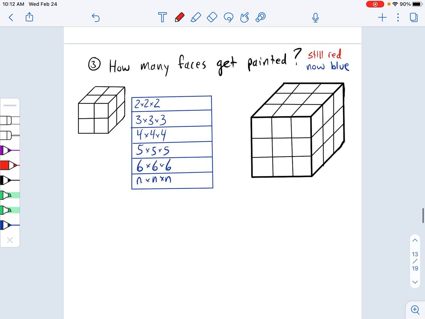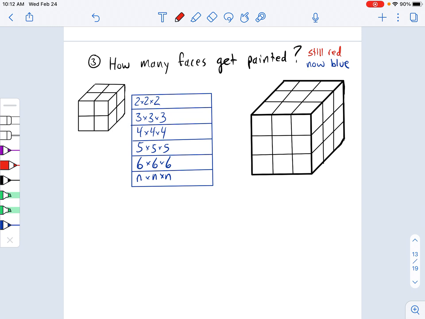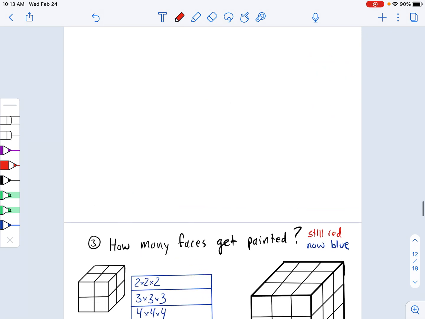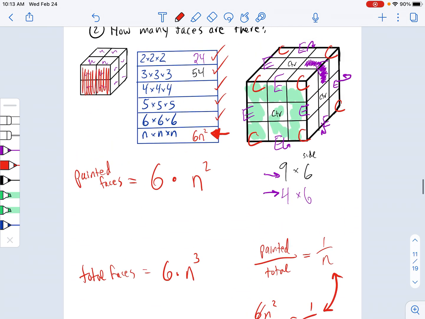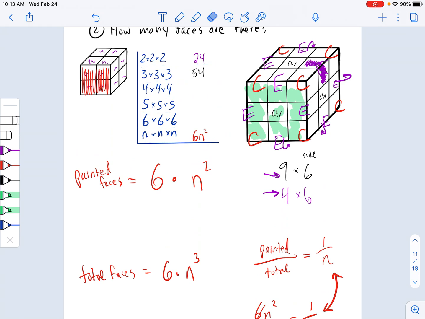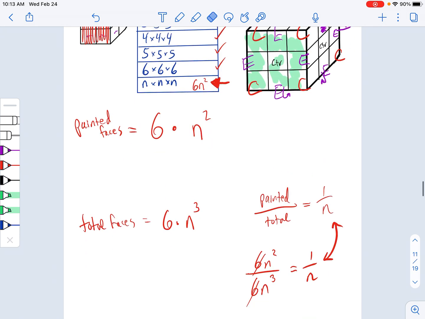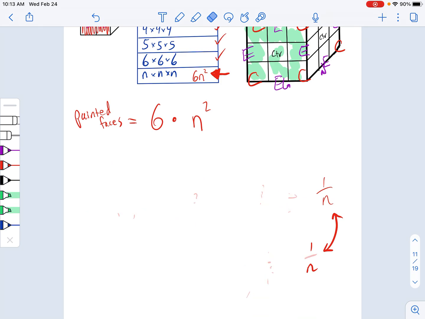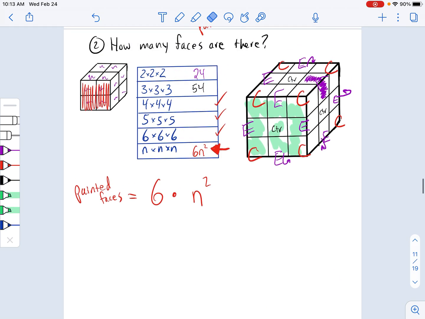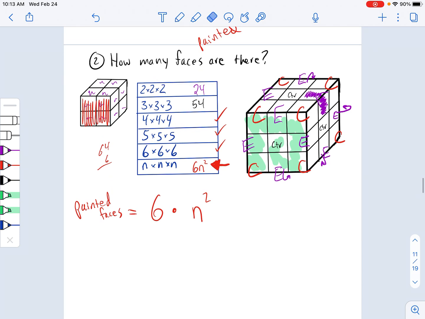All right, so we talked about how many faces get painted. So I got this total of 6n squared faces. Let's go back to this. I'm going to just use this up here because I already drew on this cube. So the total of painted faces. I'm not sure if my total of 24 and 54 and what's 64 times 6? Wait, that's the number of painted faces. Yeah, 16 times 6. So this will be 96.